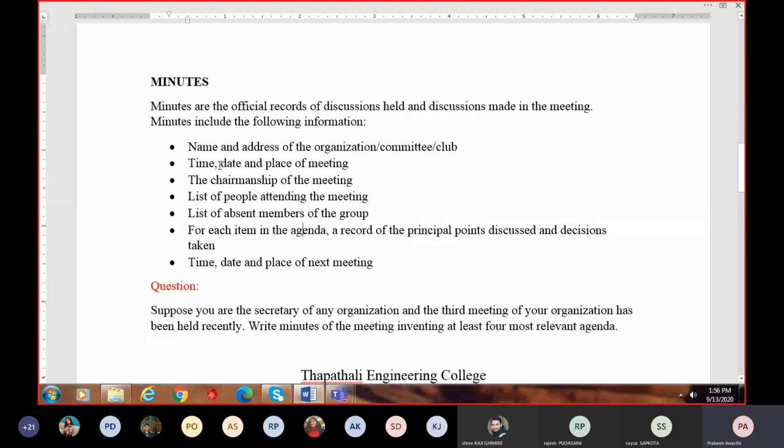Name and address of the organization, time and date of the meeting, chairmanship of the meeting, list of the people attending the meeting, list of the absent members of the group. For each item in the agenda, discussions and decisions made, then time, date, and place of the next meeting. Let me take you through the sample. You will be clear about these things. No problem.